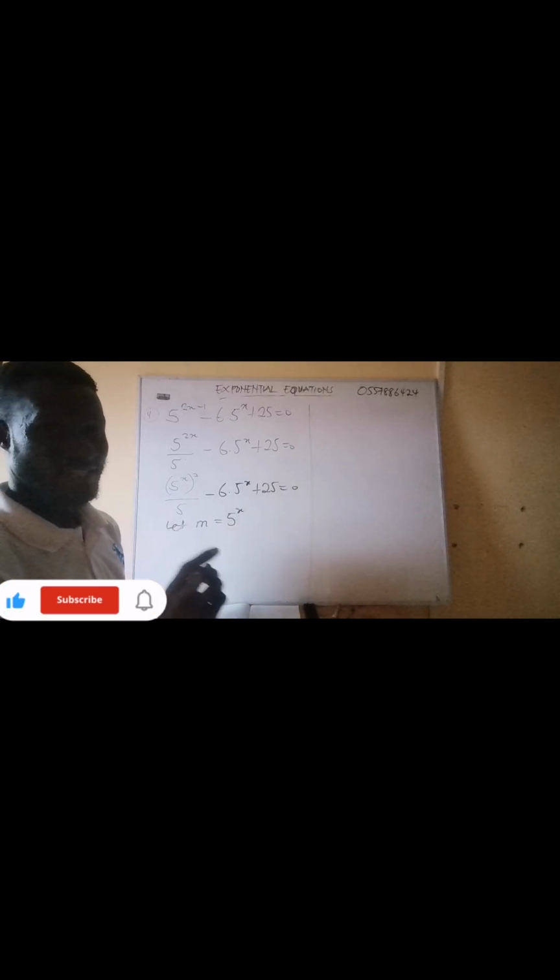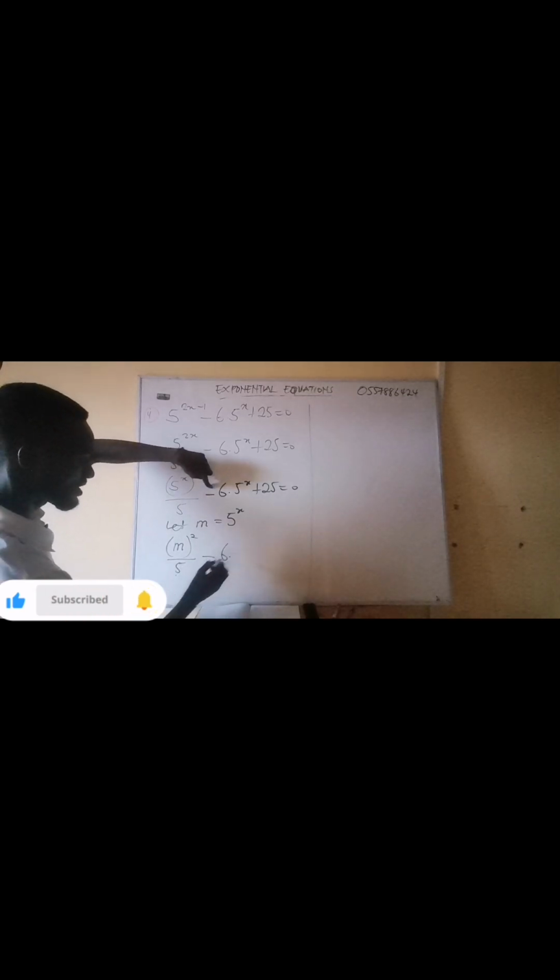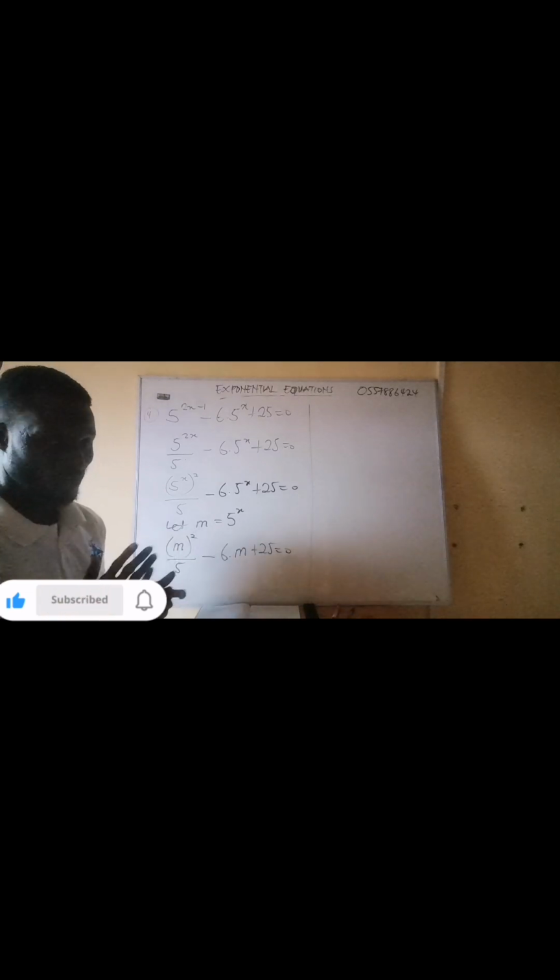Then I will say that let m be equal to 5 exponent x. It means where I see 5 exponent x, I'm going to put m there. So I can put m here, and this one is squared. So I'm going to get m all exponent 2 divided by 5 minus 6 multiplying m plus 25 equal to 0. I hope you are following very well. Make sure you look at it very well. Go and check the previous, come and solve this one here, and then we move on.